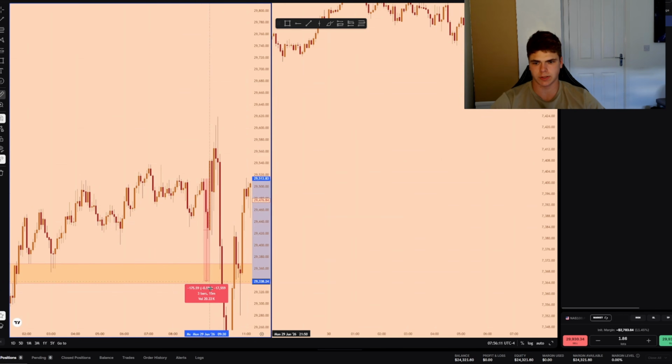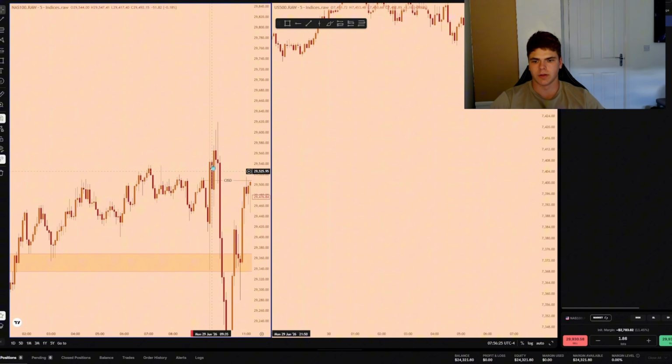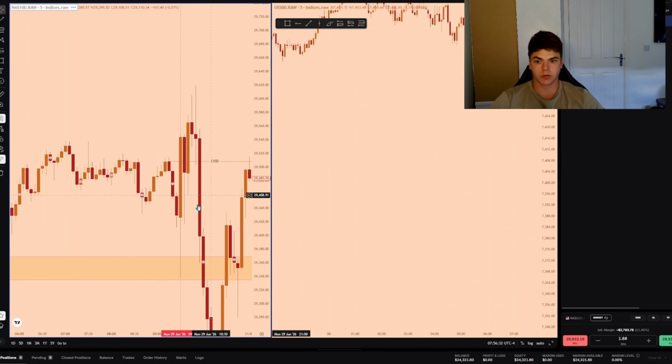Boom, here's our leg that caused us to move into our key level. On this leg, we got, boom, a 5-minute CISD. Then, boom, we tap into this CISD and then move higher. Also, we tapped into a rejection block, which we break down in the next video.